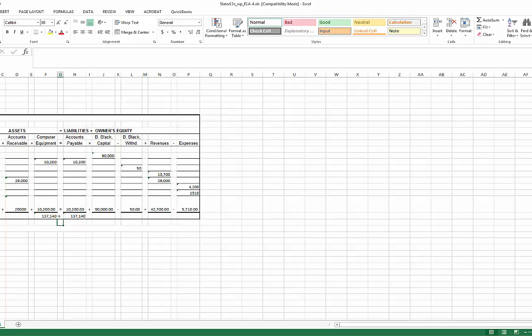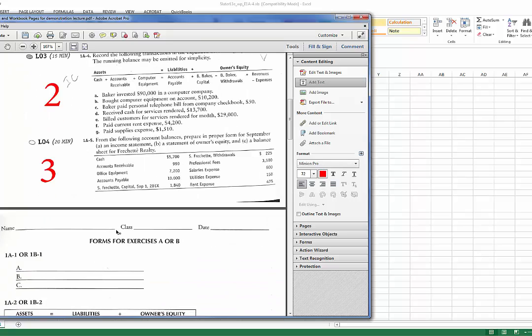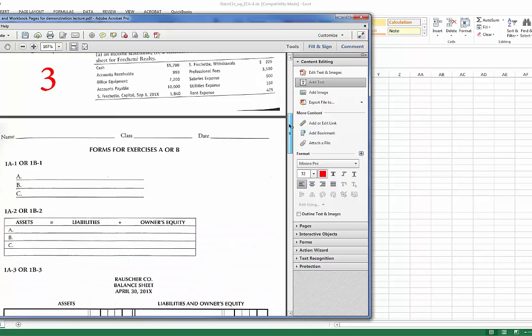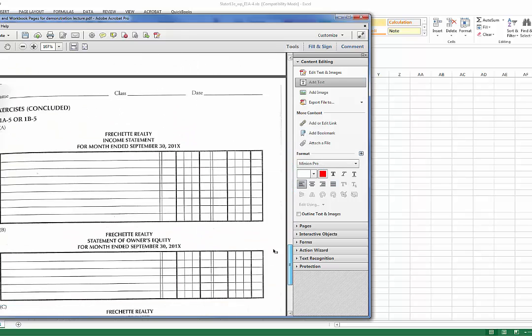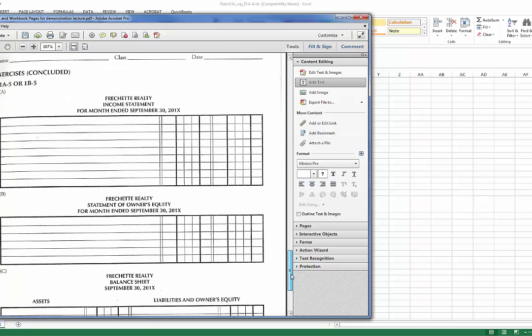We have one more problem that I am going to cover, and that is problem 3. Problem 3 says, from the following account balances, prepare in proper form for September an income statement, a statement of owner's equity, and a balance sheet. And this is right here. And then if you scroll down, you're going to need this entire page for this problem. And I'm actually going to now pause this and go to a separate video so that these videos do not get too long. Hold tight.